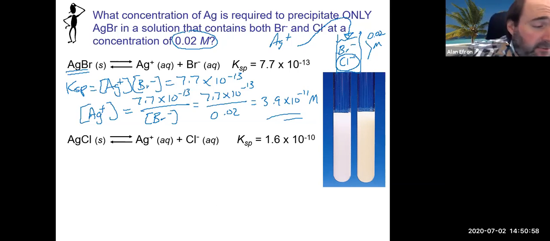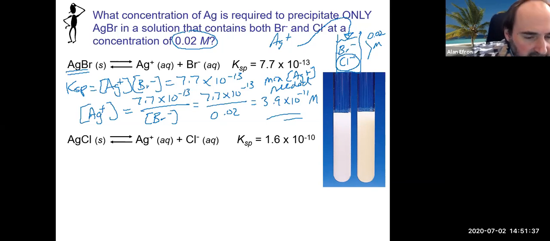So the question is, what does that number represent? What that number represents is the minimum concentration of silver that is needed to start to see silver bromide come out as a solid. So you would need to add a minimum of 3.9 times 10 to the minus 11 molar silver ions to that solution. And if you do, you will start to see a precipitate. And that precipitate most likely will be silver bromide in that case. But how do we know it's not silver chloride?